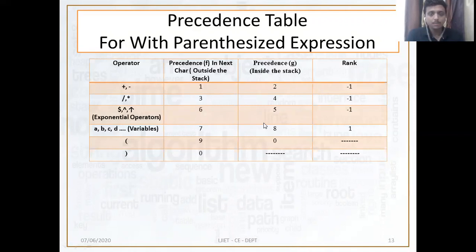So how to remember this table? You just need to write the symbols first: plus minus, division star, dollar arrow caret, ABCD, opening bracket, closing bracket. Then write the columns F and G, F for outside the stack precedence, G for inside the stack precedence. The last column is the rank. Then just write 1, 2, 3, 4, 5, 6, 7, 8, 9, 0, 0, dash. This is the sequence by which you can write the precedence of this table.